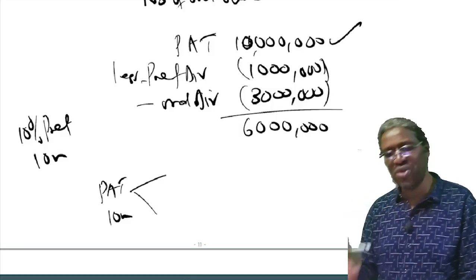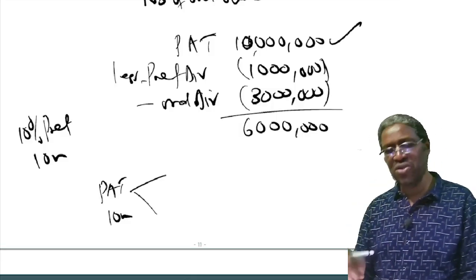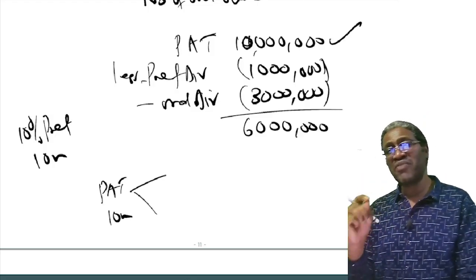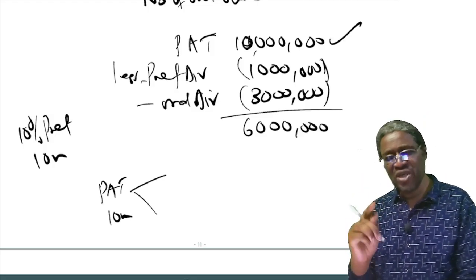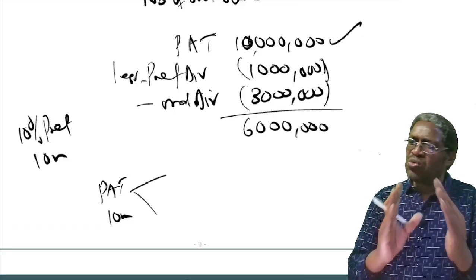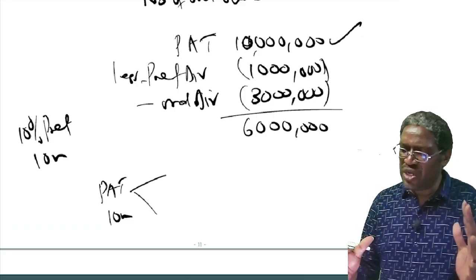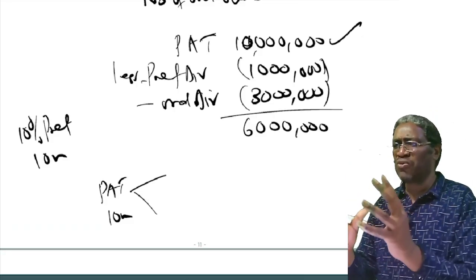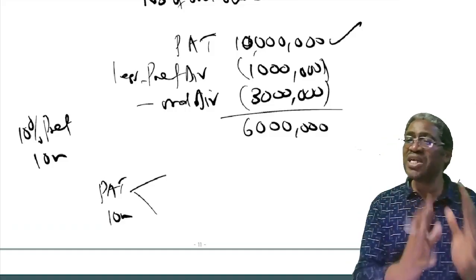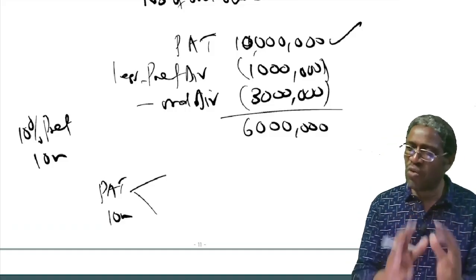10% of 10 million. They are entitled to a dividend of 1 million every year. So it does not matter what was the profit after tax of this company. If next year you make a profit of 15 million, we shall still give them a dividend of 1 million.